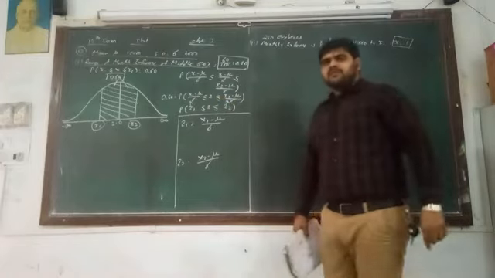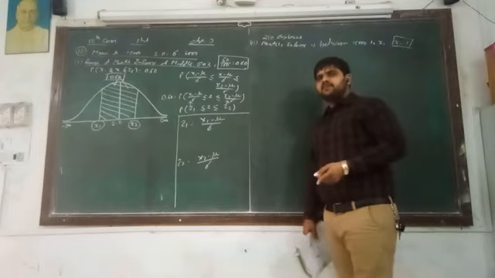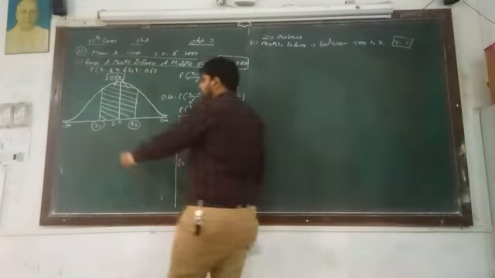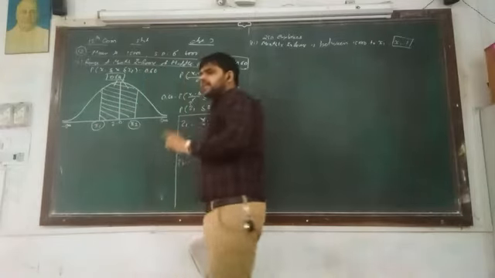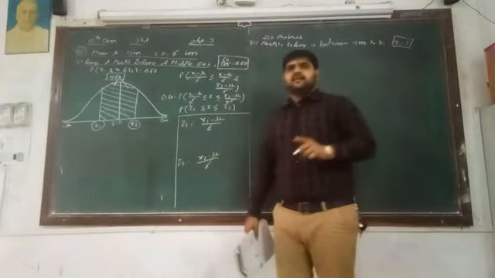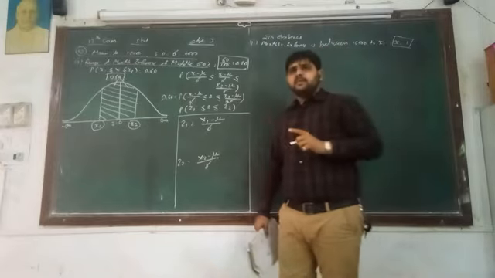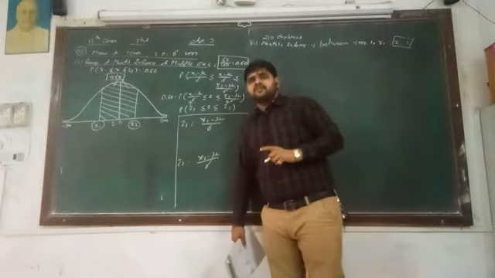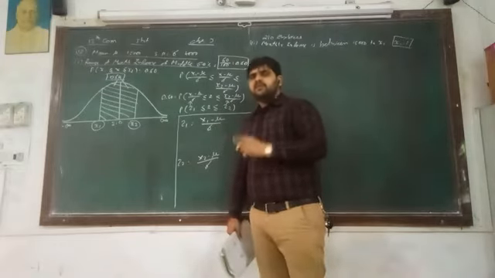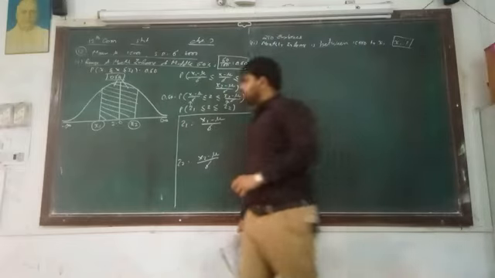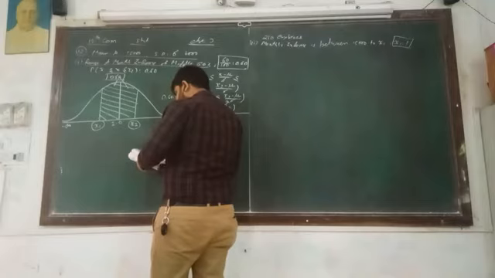Now we have to find out what z1 and z2 are. What is the value of z1 and z2? On the basis of this bell-shaped diagram as well as our z-score table, we have to find our values. Simple, from the left-hand side we have to write down.